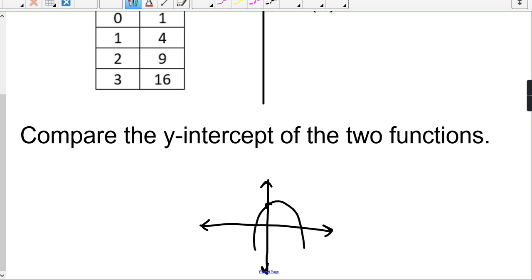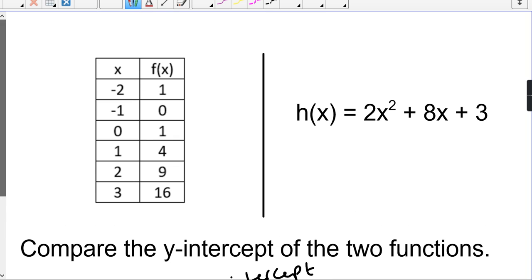So where would the y-intercept be? The y-intercept would be right there on the y-axis. That is a y-intercept. The y-intercept is a point that is always at x equal to 0 and then some value for y, right? Because you see along this axis, x is always equal to 0. So when we're looking for a y-intercept on a table, we're looking for the value where x is equal to 0, and that is right here. So the y-intercept of f of x is 1.